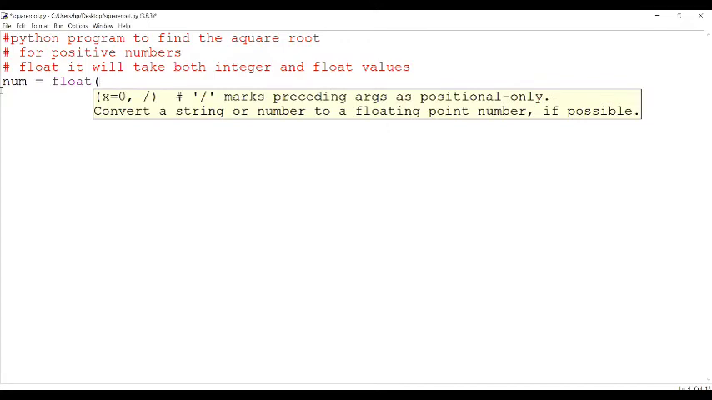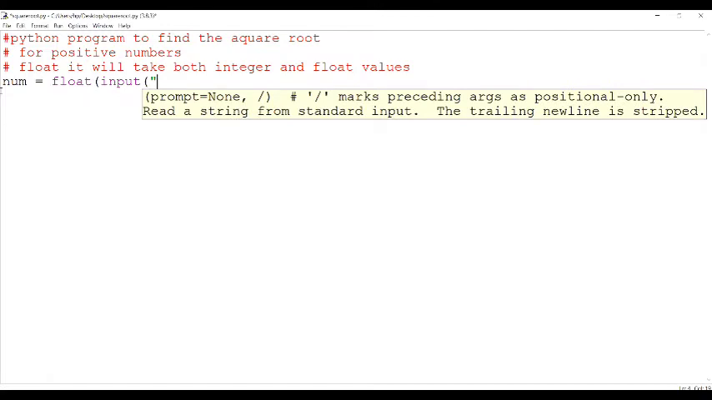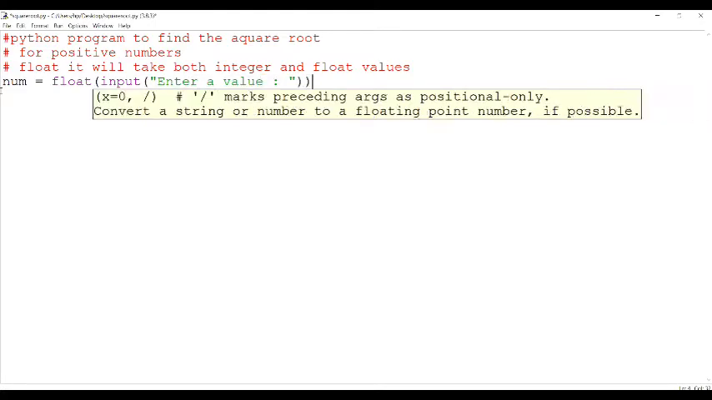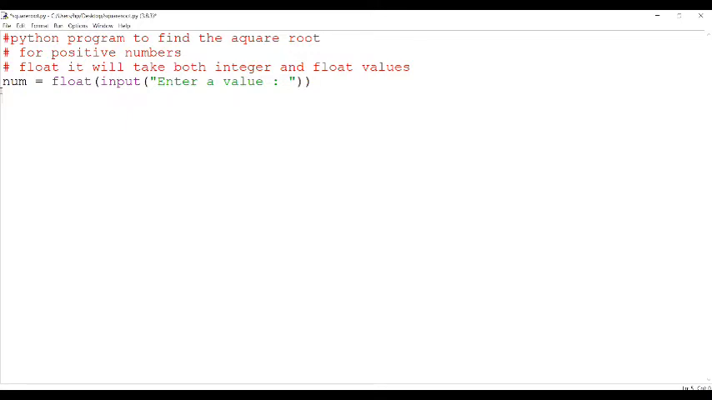So input, and what I had given in double quotes is what is seen by the user, right? So that's why I am giving "enter a value". This is the main part of our program. Now we are going to find the square root for positive numbers, whether it is an integer or float.